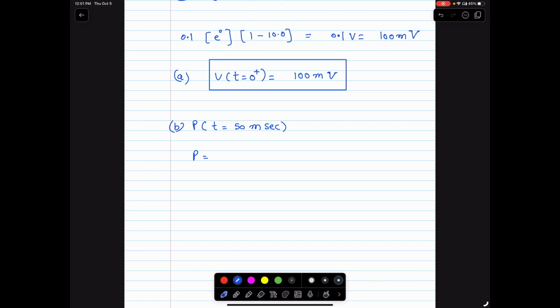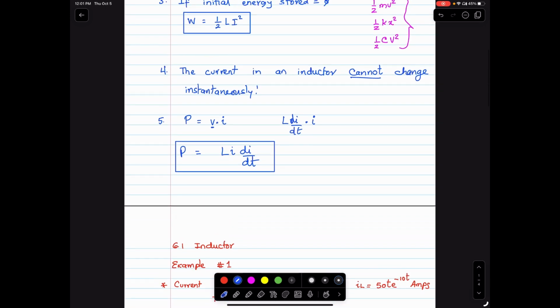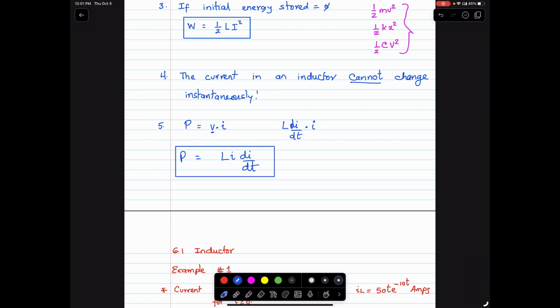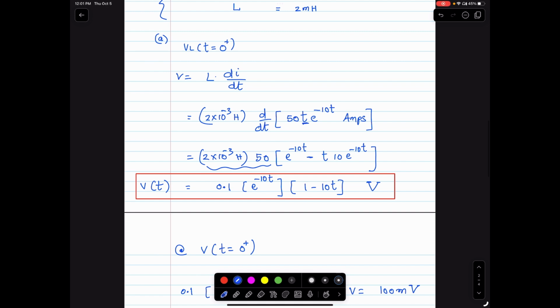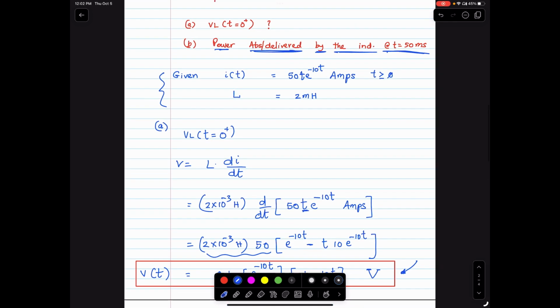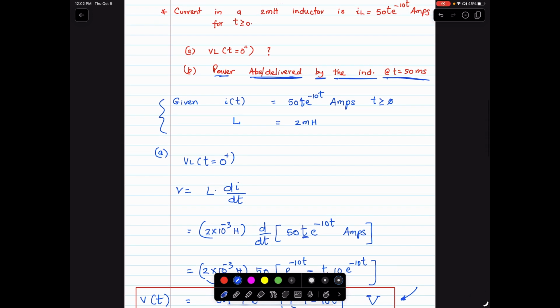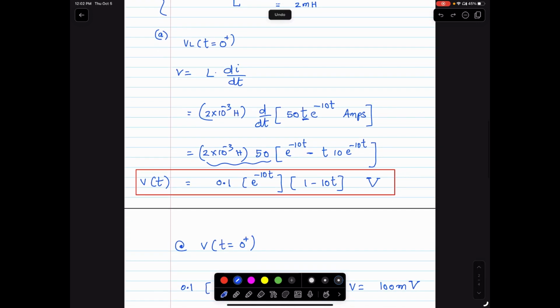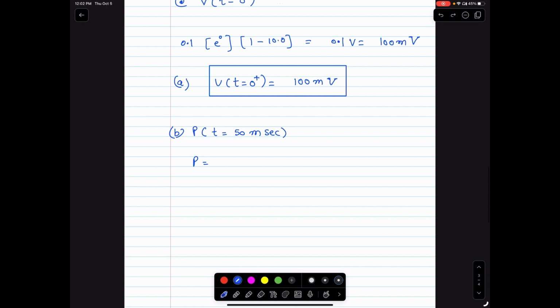Let's go back to our formulas. We know that power can be obtained as a function of voltage and current. Do we already know the voltage? Yes, we did, because we calculated the expression for voltage. Similarly, the expression for current is given. So we have an expression for voltage and current. All we have to do is multiply voltage and current, and then plug in the value for t.